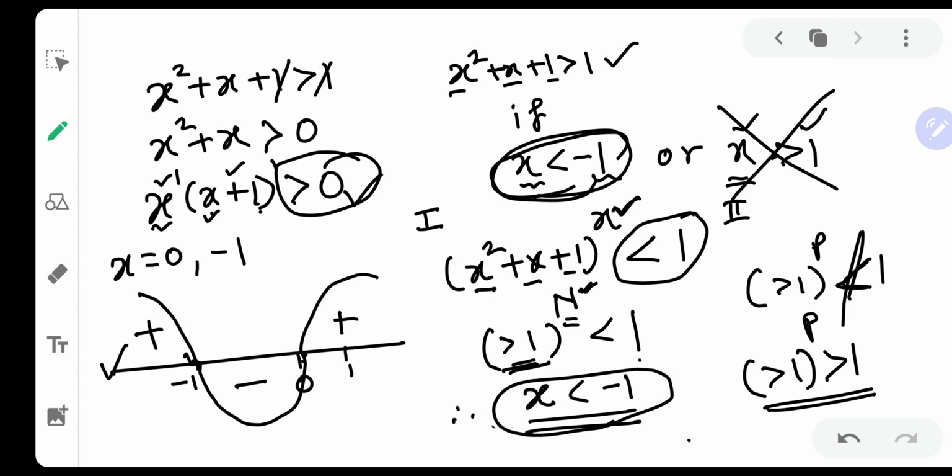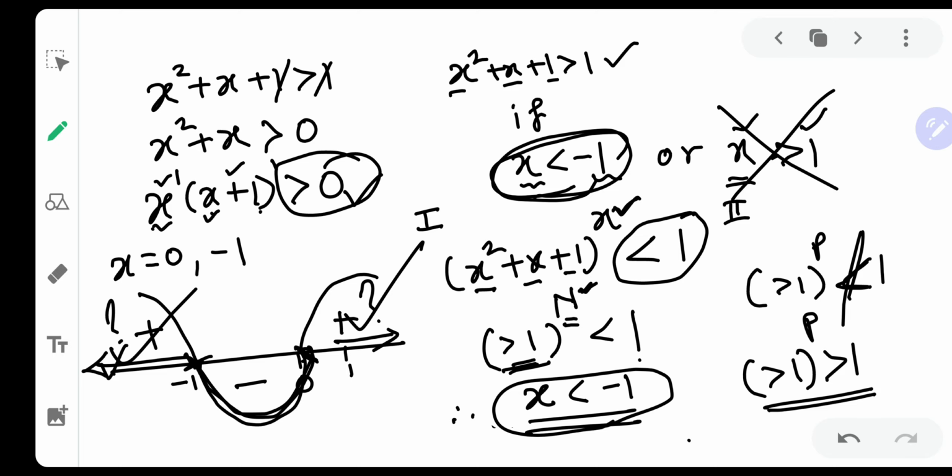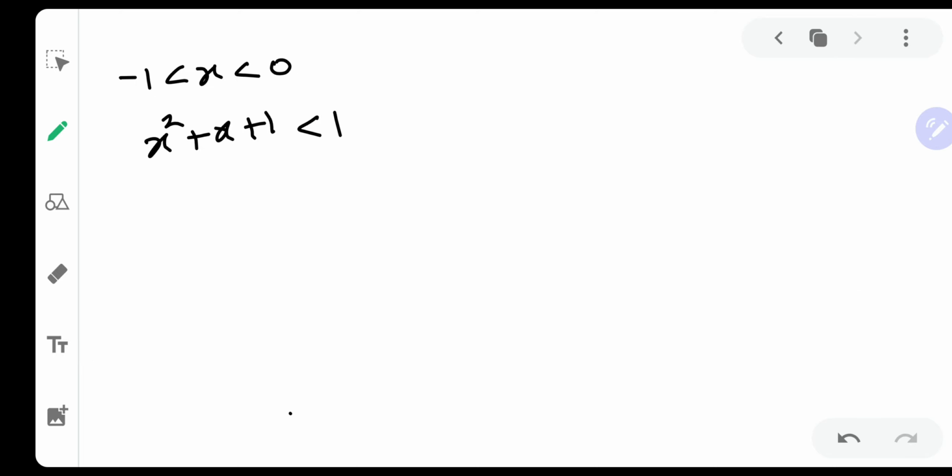So the only answer accepted from here is x less than minus 1. But our work is not done yet, because on the left and right sides we had x square plus x plus 1 greater than 1. From minus 1 to 0, x square plus x plus 1 will definitely be lesser than 1, because in the left part the value was greater than 1, in the right part the value was greater than 1, so in the middle part, from minus 1 to 0, the value will be lesser than 1.